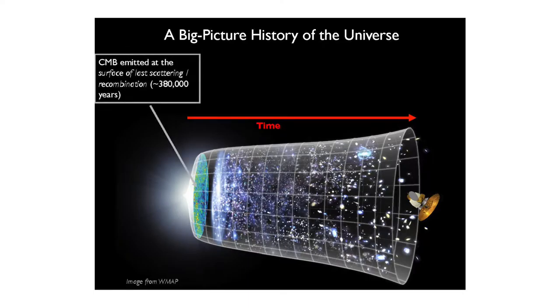All right, so just a quick run through. The CMB was emitted at what we call the surface of last scattering at about 380,000 years. I'm going to spend a lot of time today talking about what that is, so I'm going to breeze by it right now.